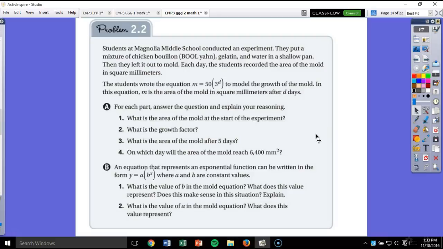Okay. And then what is the growth factor? What is the area of the mold after 5 days? And on which day will the area of the mold reach 6,400 millimeters squared?